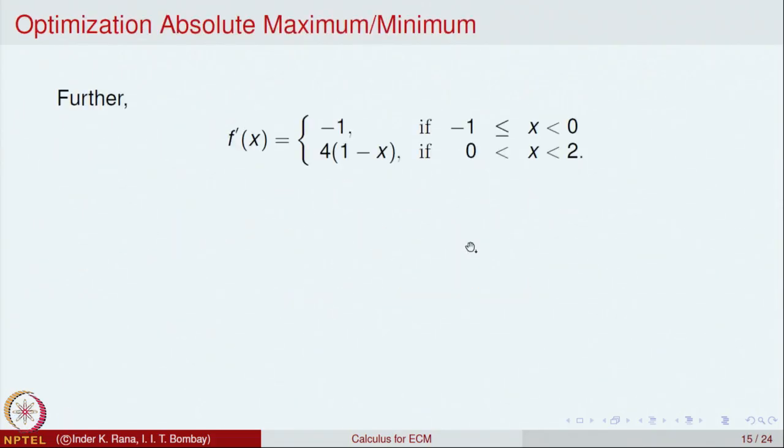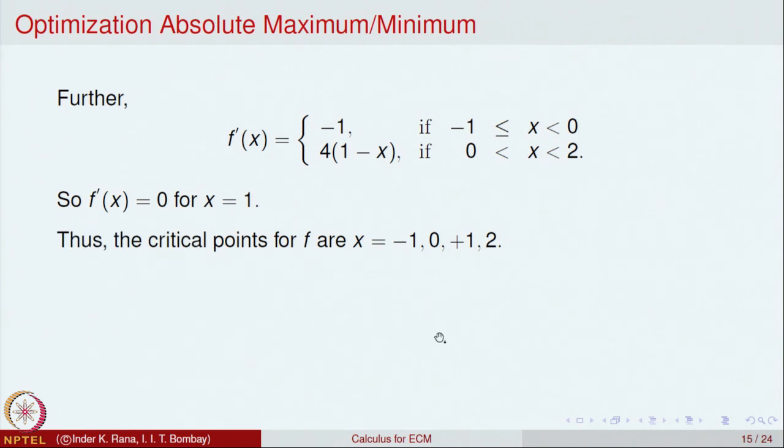So, let us compare these values. We found these points, and the values at these points were f at -1 is 1, f at 0 is 0, f at 1 is 2, and f of 2 is 0. So, among these 4 possible values, the largest value is 2.